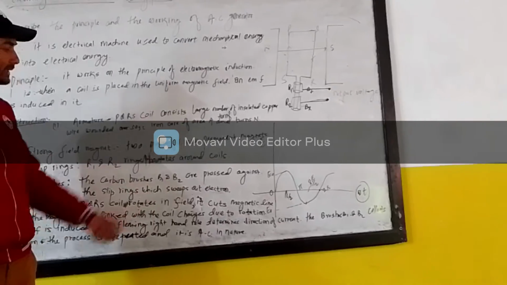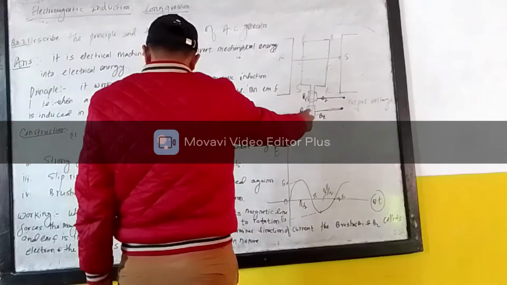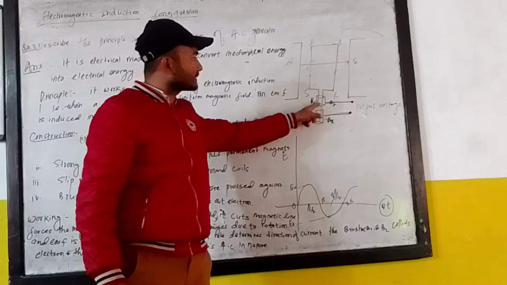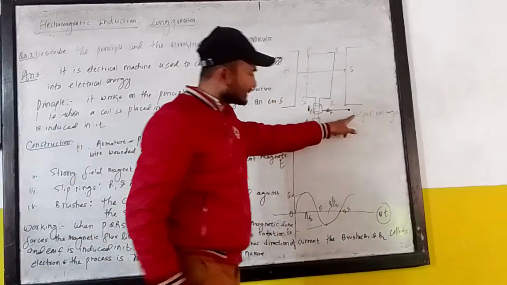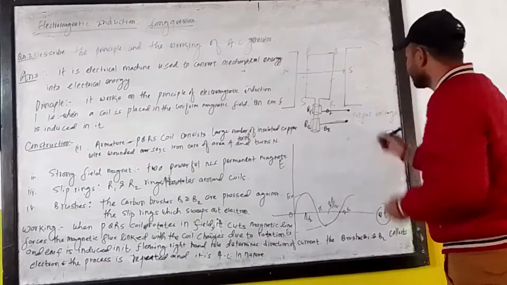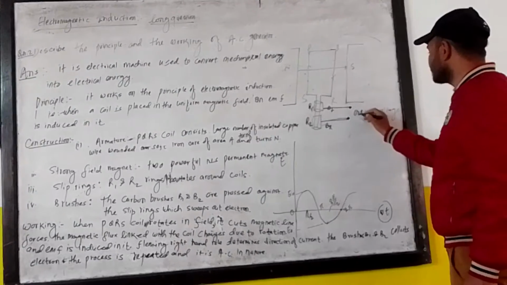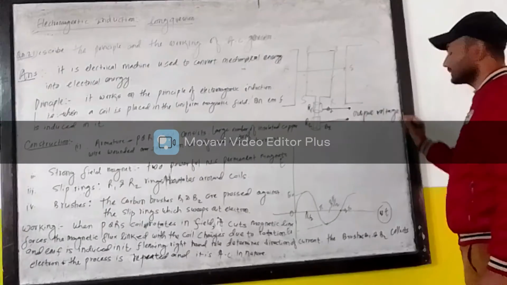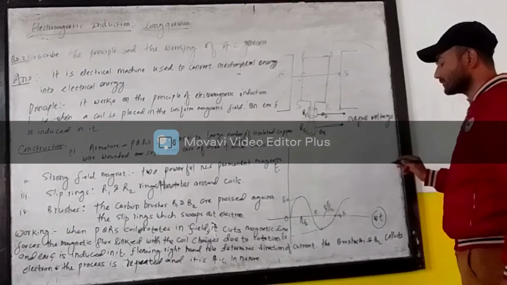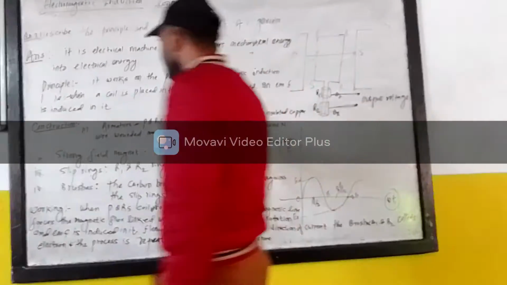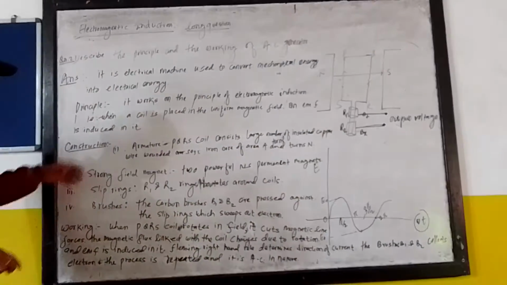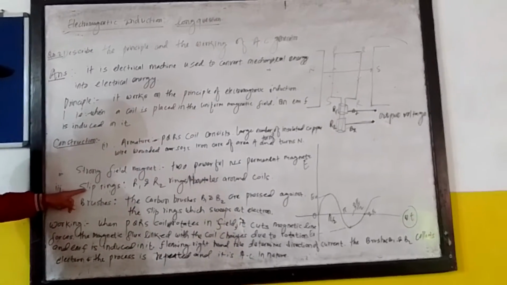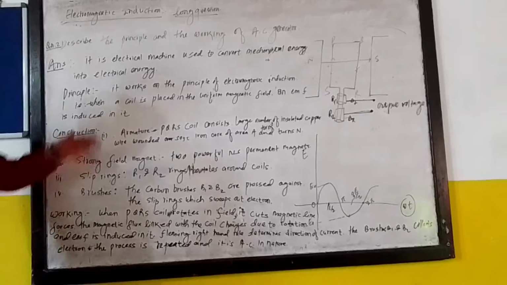These carbon brushes B1 and B2 are pressed against the slip rings and sweep out electrons. That means these two brushes sweep out electrons, and these electrons are collected at an output. This output voltage we can use for electricity purposes. So this is our construction. For the construction, what are the important components? Armature PQRS, strong field magnets, slip rings, and brushes. And how does it work?